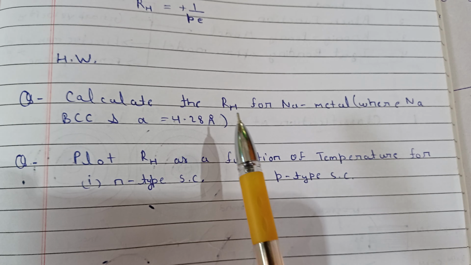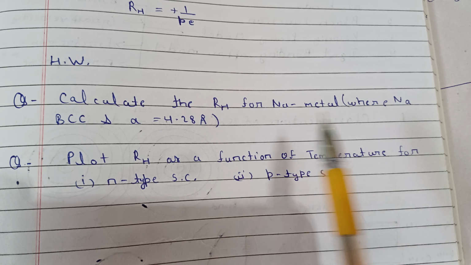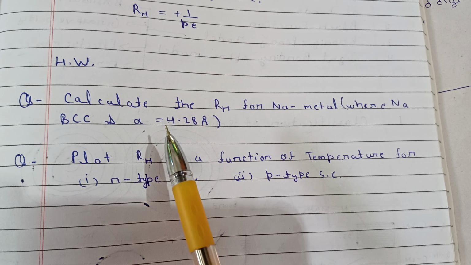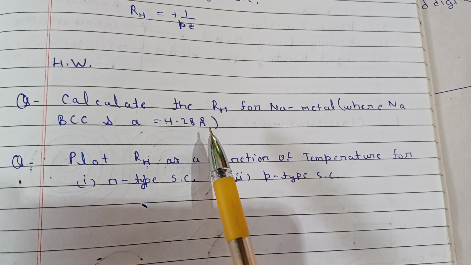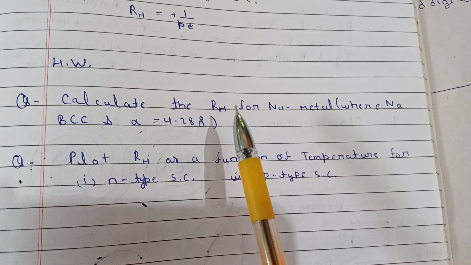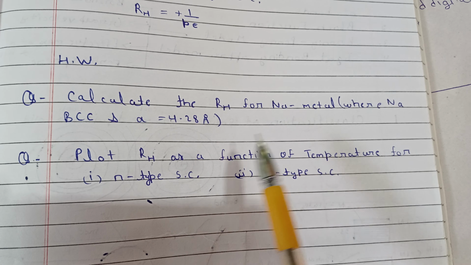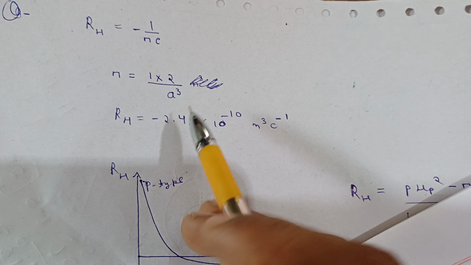Calculate the R_H, that is the Hall coefficient, for sodium metal. The structure of sodium was given, that is BCC, and the lattice constant was given. So how will you find it? You have the direct formula for R_H, that is minus 1 upon N e, and you need only the concentration N. Previously I have solved for the concentration many times.